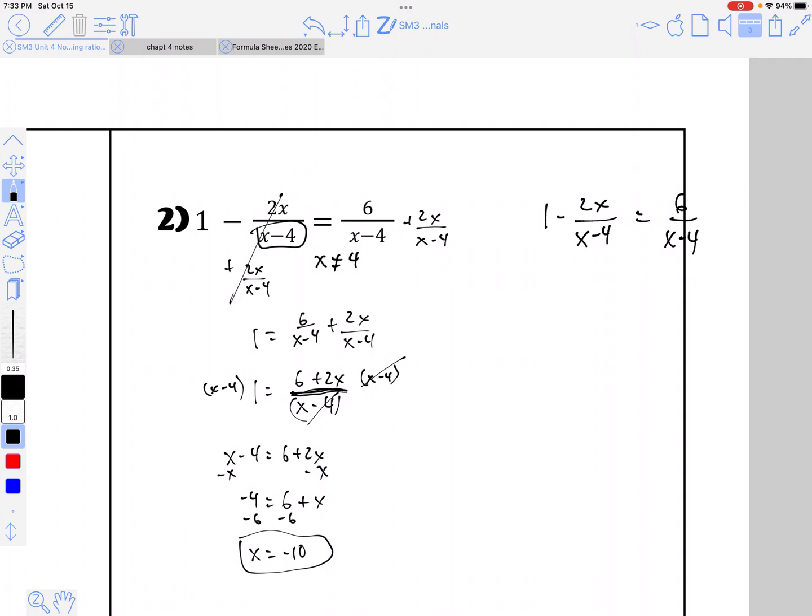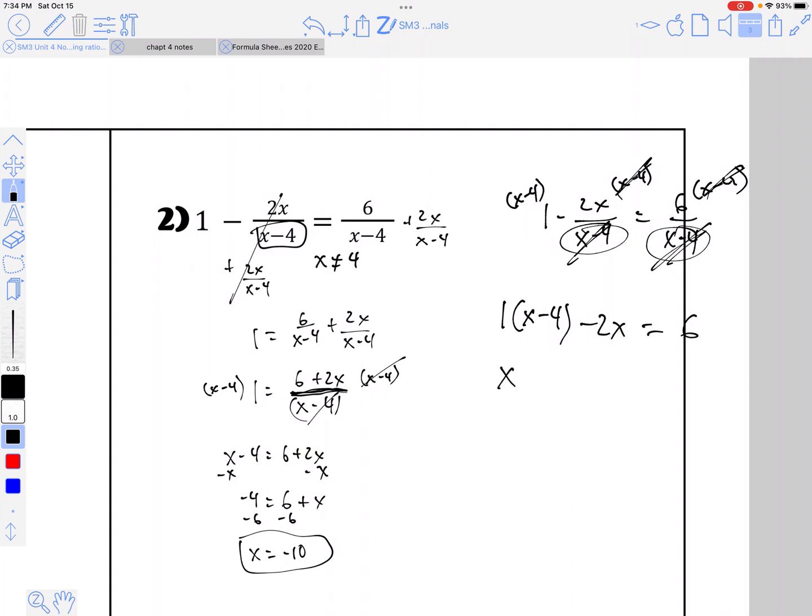So following those steps, instead of what I did by moving it over and then combining, there's one other way you can do this. You can multiply, well, first identify the least common denominator. And I know that they both have that common denominator of x minus 4. Okay, so if I multiply every single term by x minus 4, it cancels out there, and then multiplies here. So I have 1 times x minus 4 minus 2x equals 6. So by multiplying the least common denominator to everything, I don't even have to worry about the denominators.